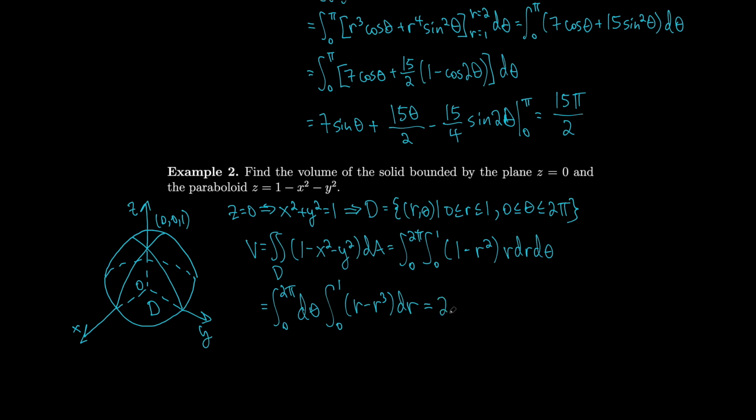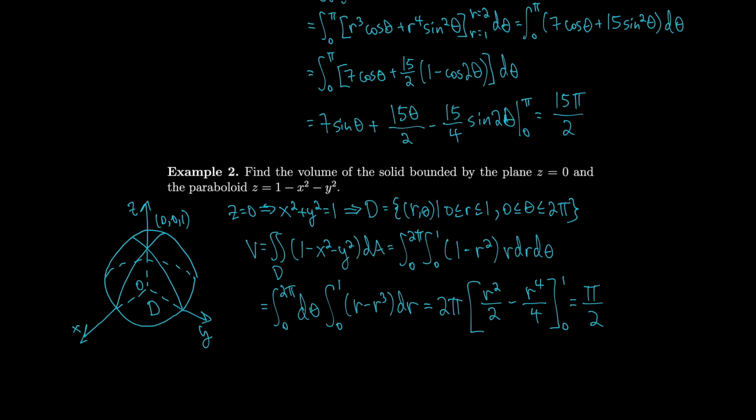So now we integrate each of those. We get 2 pi for this guy, just 2 pi minus 0. And for the other integral, we get r squared over 2 minus r to the 4th over 4, evaluated from 0 to 1, which is pi over 2.